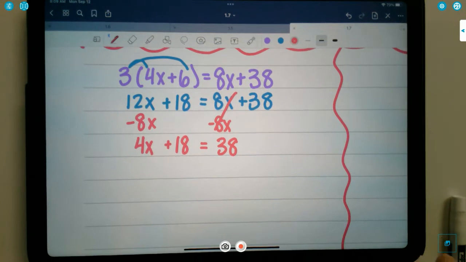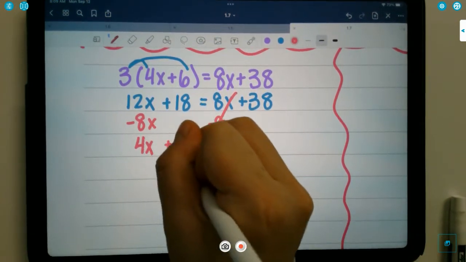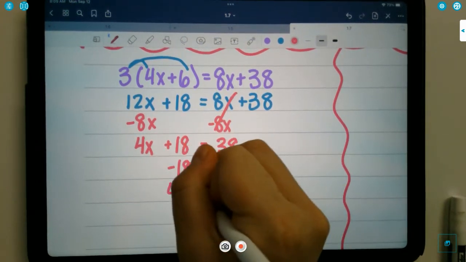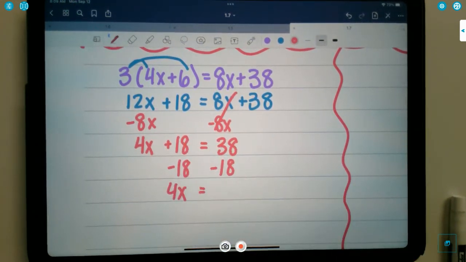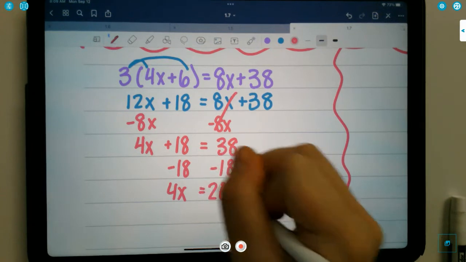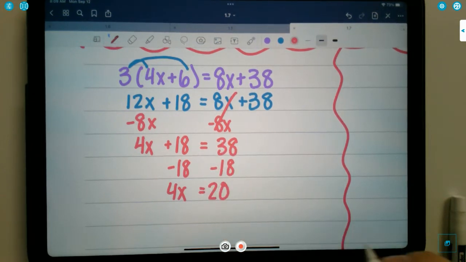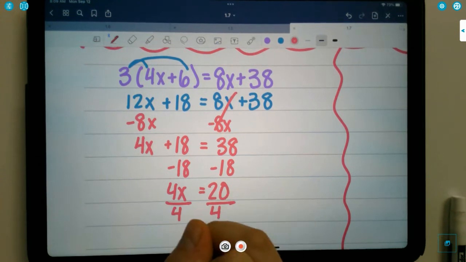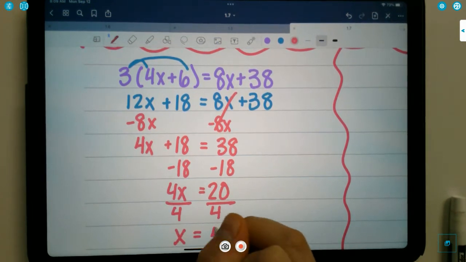And then from there, I just solve it like a normal two-step equation. I'm going to subtract 18 from both sides. End up with 4x equals 38 minus 18. 38 minus 18 is 20. And then I divide both sides by 4. I get x equals 5.